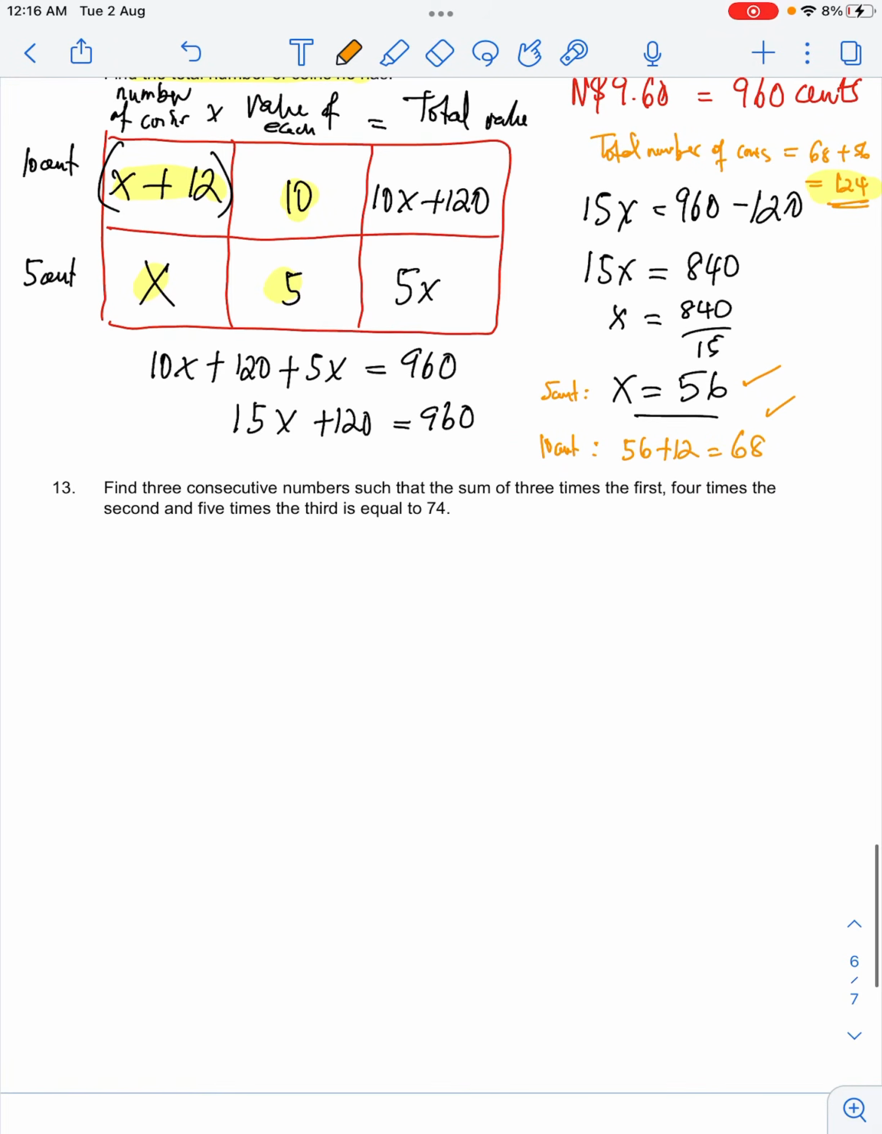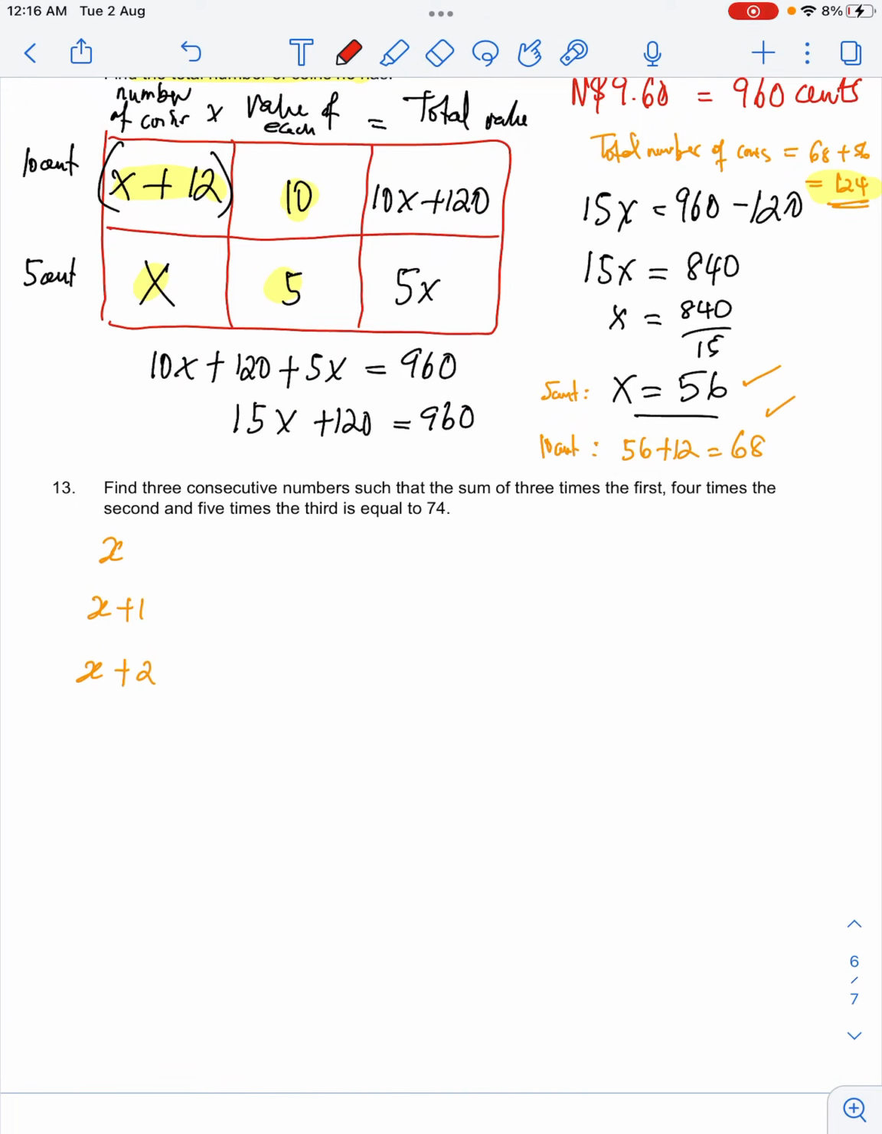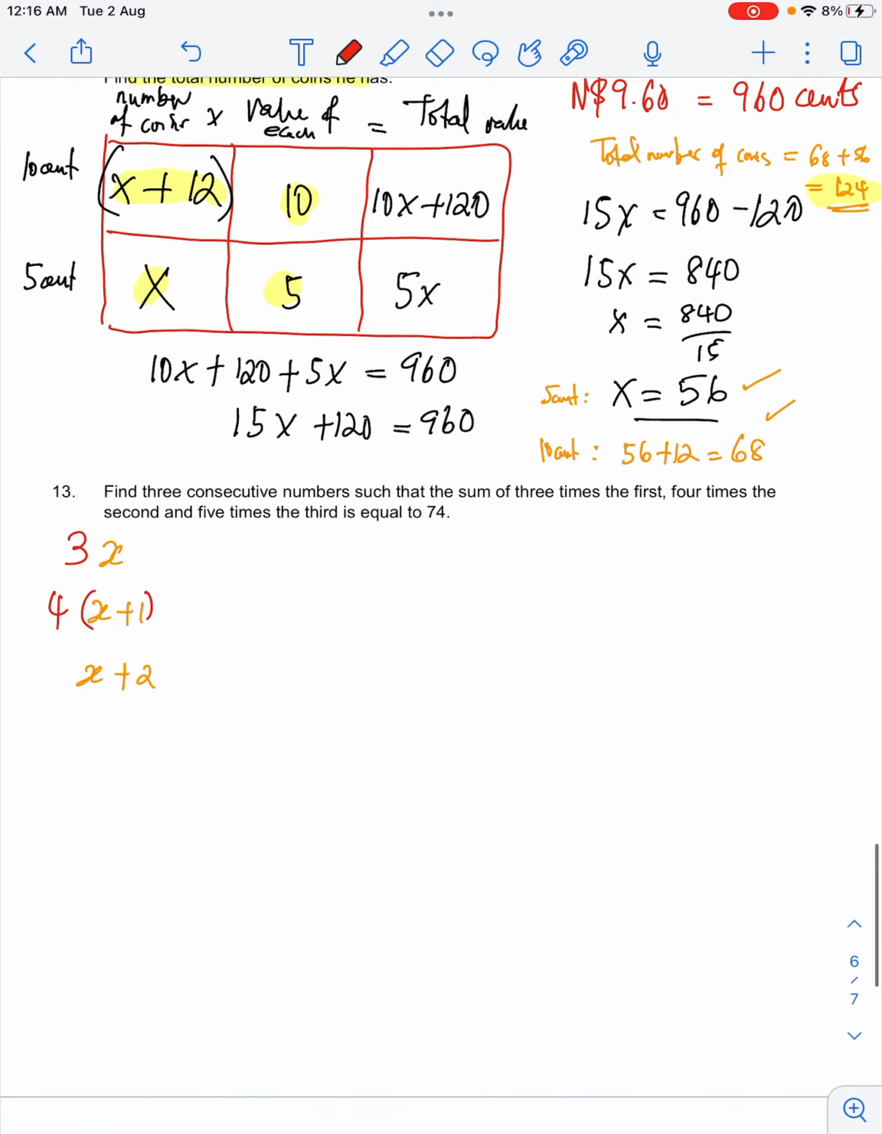Okay, second last question. Find 3 consecutive numbers. So first one will be x, the next one is x plus 1, the next one will be x plus 2. These are consecutive numbers, okay? All right. What else are they saying? They are saying such that 3 times the first, 4 times the second, and 5 times the third should equal 74.